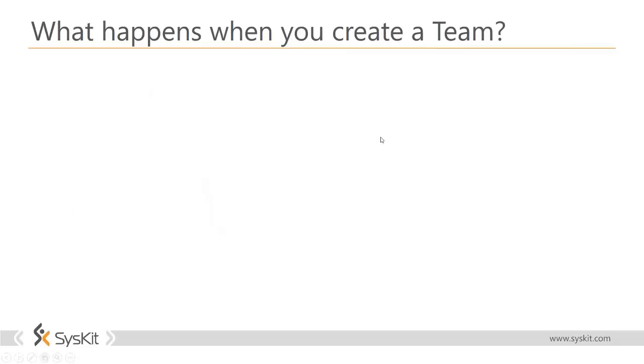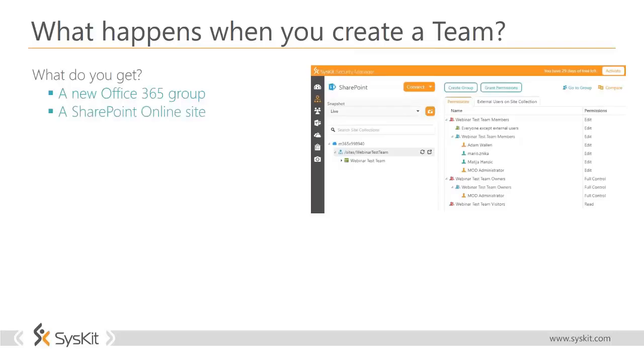So we actually created a team as an admin. And you might ask yourself, what has actually happened when I created the team? What did I get? A couple of things. It works with other Office 365 products, and you have to keep that in mind all the time. So the first thing is you got an Office 365 group. Also, you got a SharePoint Online site, and you can take a look at this screenshot and get a pretty good idea how the permissions work on that site.